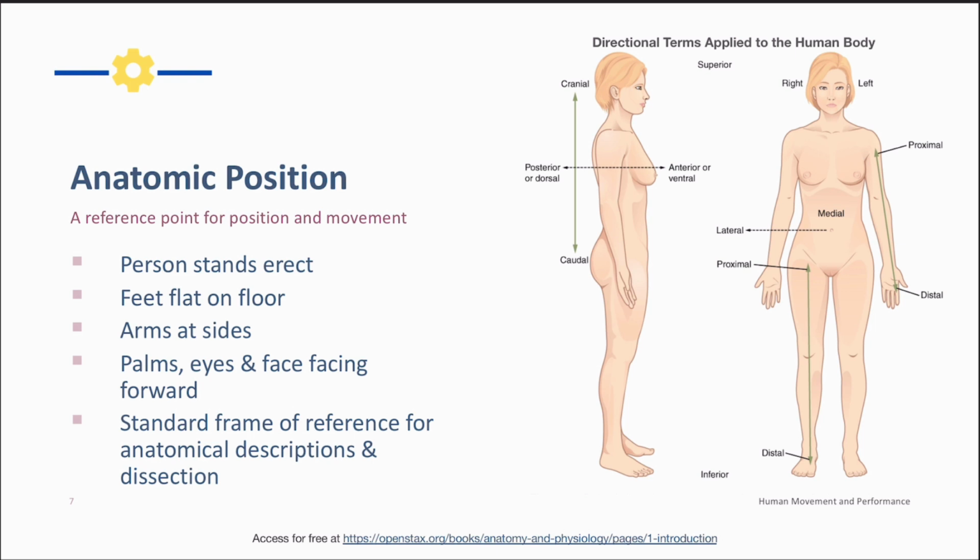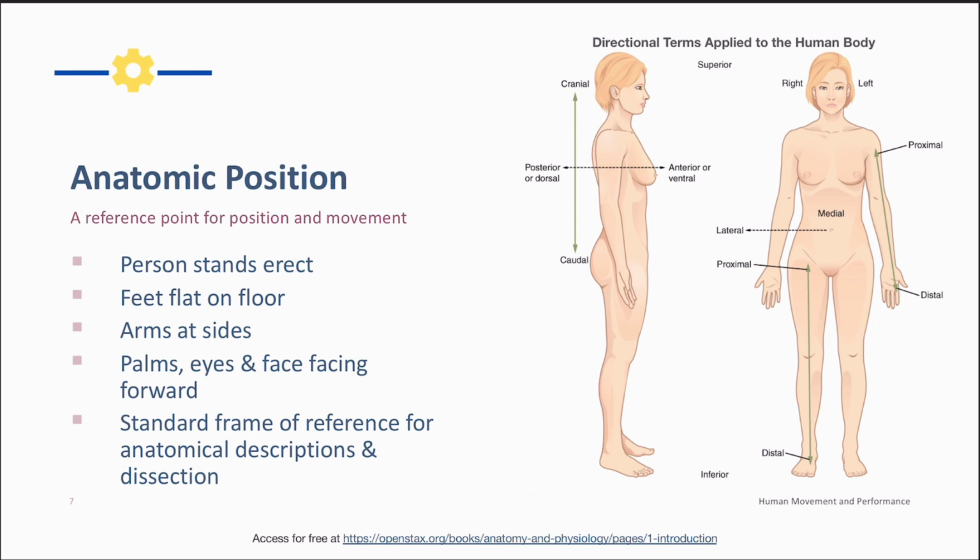The palms facing forward is important because you can stand comfortably upright with your palms facing inward, right, or medially. But we've determined that the starting position is the palms facing forward. That means the thumb is on the lateral aspect, or the outside of the hand. Its normal position is considered to be lateral, right? And this is going to be the standard frame of reference for anatomical descriptions and the descriptions of movement.